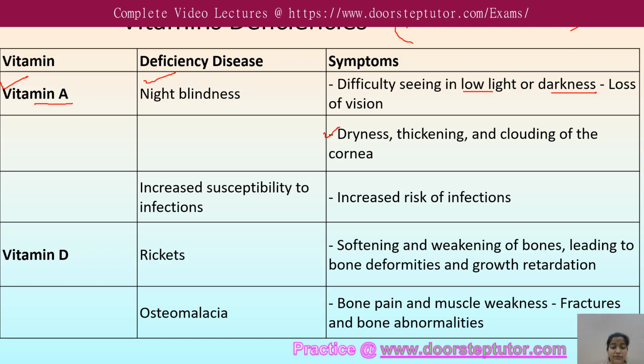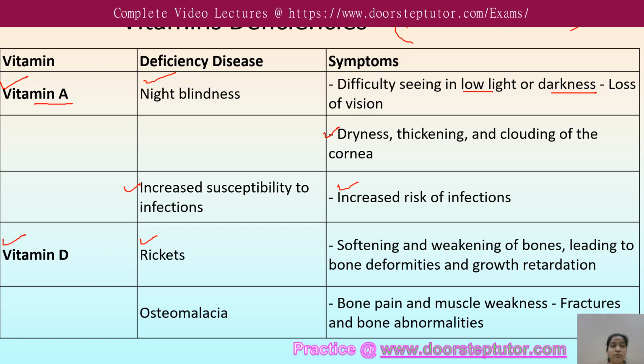Then we see that when a person has a deficiency of vitamin A, there is increased susceptibility to infection. So a person has increased risk of infections when she suffers from a deficiency of vitamin A. The next vitamin is vitamin D. When we talk about vitamin D, here the people suffer from rickets. So what is rickets? Rickets is basically a condition in which the softening and weakening of bones happens.